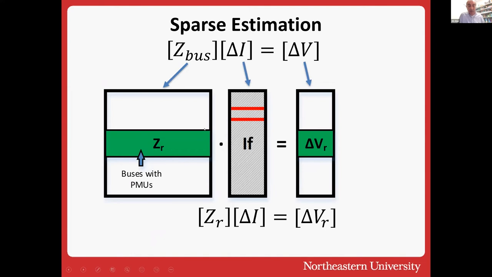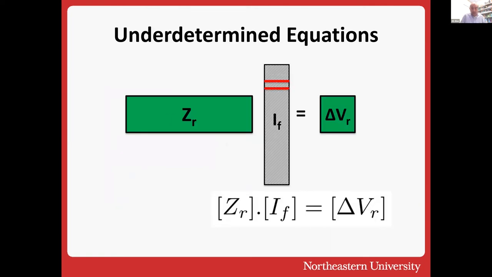And then we can look at it essentially like this. We are carving out a portion of Z bus based on the available set of voltage measurements, and we are having this equation, this sort of rectangular coefficient matrix times delta I equals delta V, which is an underdetermined set of equations. So that gives us this picture. In this picture, obviously, we are stuck, and we need to figure out a way to solve this equation.